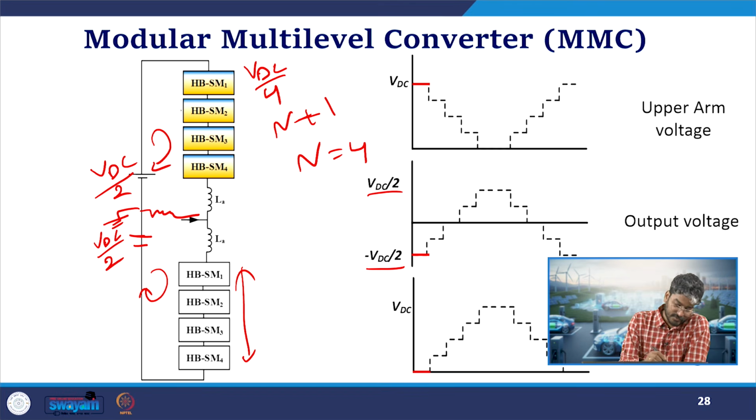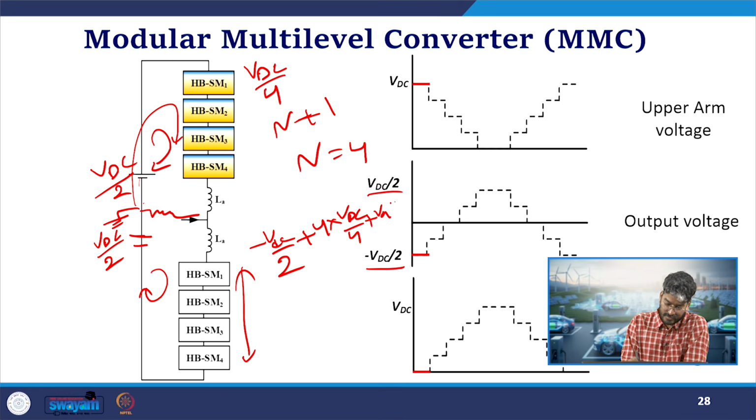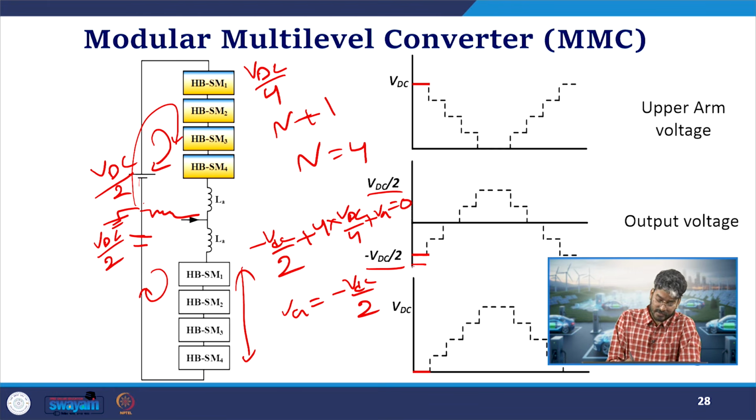Okay, so in this case if you see, when I apply KVL in the upper path, if I travel in this way, minus VDC by 2, minus VDC by 2, then plus 4 into VDC by 4, plus VA is equal to 0. When I calculate VA, it will be equal to minus VDC by 2, which is shown over here. Okay, so this particular combination, if you see the red line, that's the current state which we have got by using this combination, that is, 4 cells on the upper arm are inserted and 4 on the lower arm are in the bypass condition. Okay, and what is the voltage generated by the upper arm?